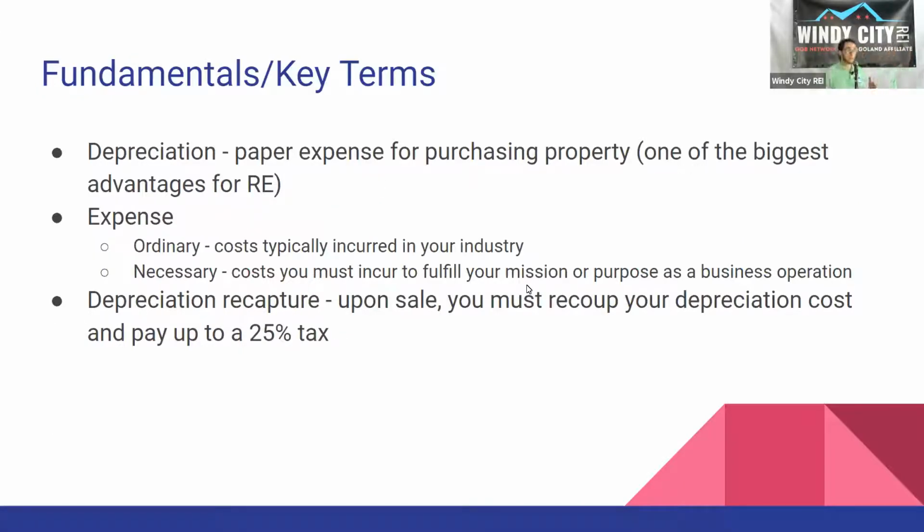Okay, so first off, we're going to talk about the fundamentals or the key terms. Depreciation is probably the biggest one. It's basically a paper expense for purchasing the property. It's one of the biggest advantages to real estate, as you guys know. Then an expense is basically something ordinary and necessary. Those are the two things you need to know. Ordinary means the costs that are normal in the industry, and necessary is any cost to fulfill your mission or anything like that as part of the business operation.